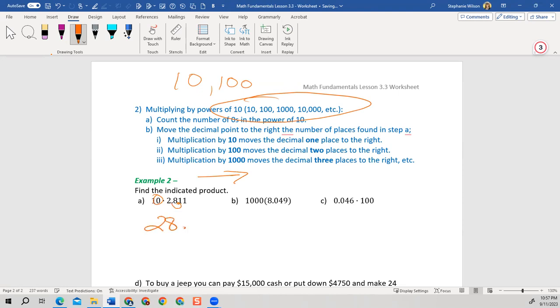That gives me 28.11. This has 1, 2, 3 zeros. So I'm going to go 1, 2, 3. So this is 8,049. I am multiplying by 100, which has 2 zeros. So I'm going to go 1, 2. So I got 4.6.